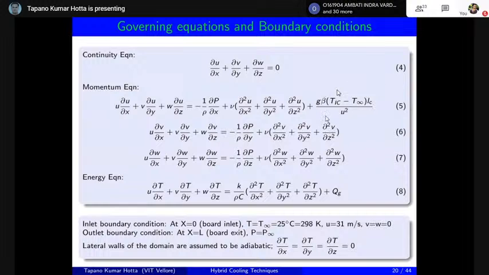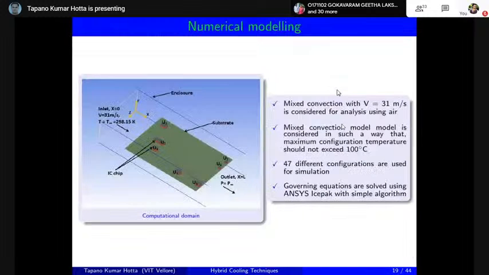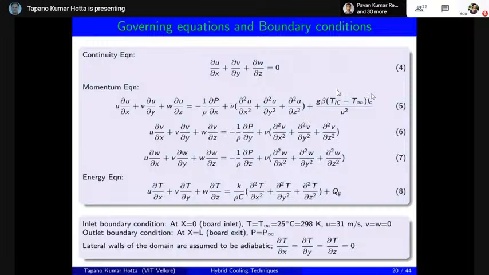But I have added this extra term here because this is a mixed convection formulation. The Richardson number part, that is Grashof number by Reynolds number squared, had to be considered only along the flow direction, because if you see the diagram, the flow is taking place along the x direction. So along the x direction, that mixed convection velocity of 31 meter per second needs to be considered. These are fundamental governing equations all of you must have come across.